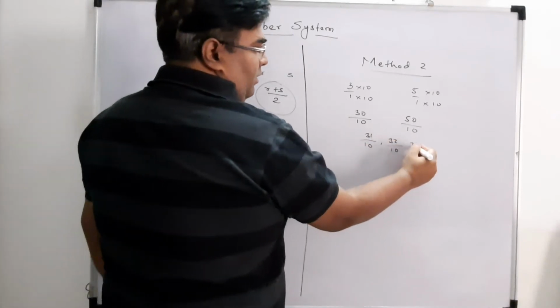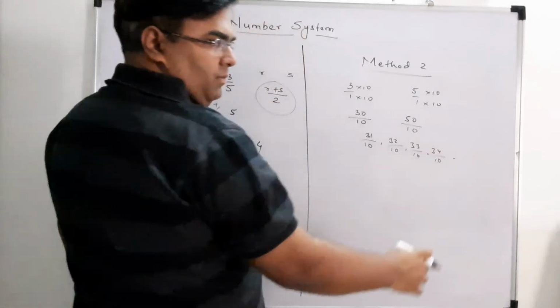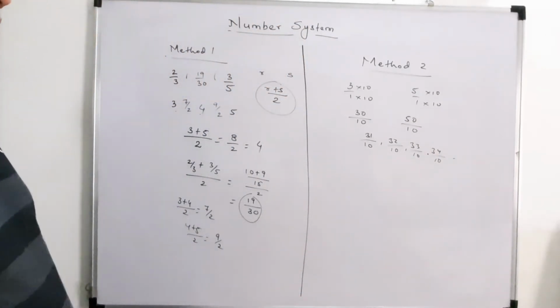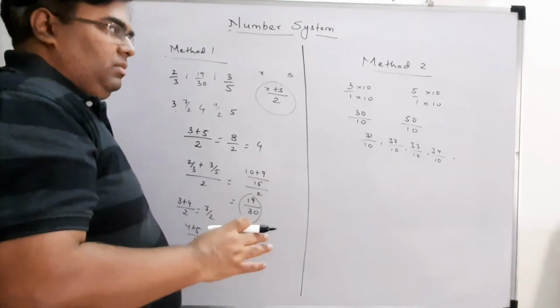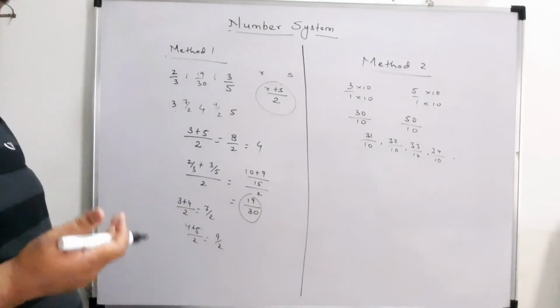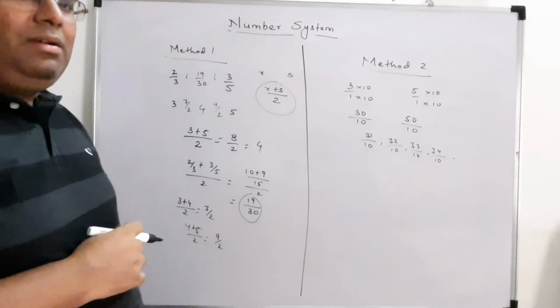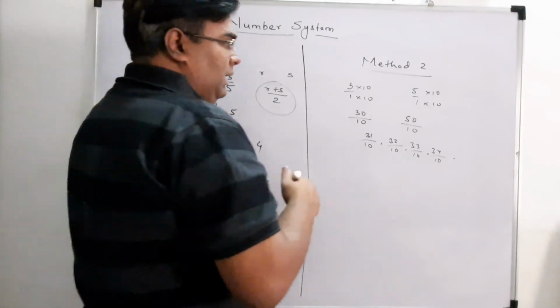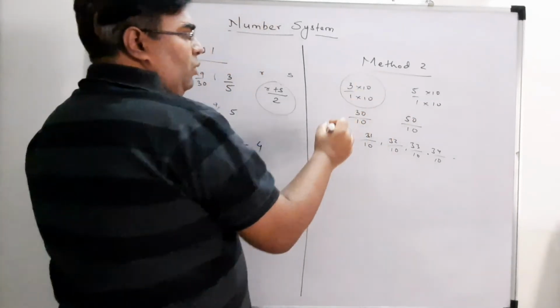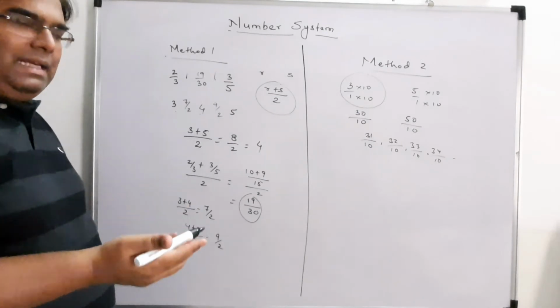32 by 10, 33 by 10, 34 by 10, and so on. So you can find 5 numbers or 10 numbers like that. In a similar way, you can multiply it by 100 to get more than 10 numbers, or multiply it by a larger number. So basically it will be very convenient if you use this method, because multiplying by 10 is easy.